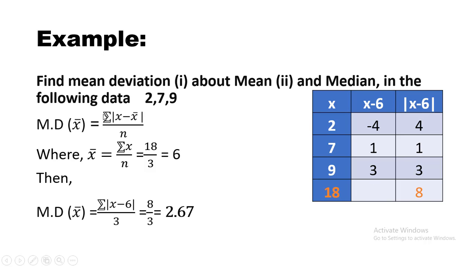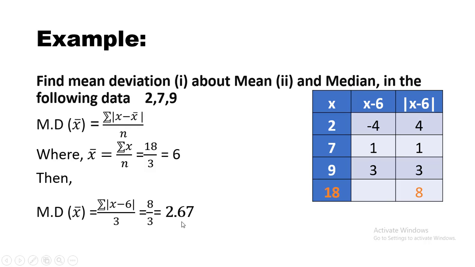Now the next step is summation modulus of x minus x bar. We need to add all these values, which is 4 plus 1 plus 3, which gives you 8, divided by n. n means the total number of observations. So as you can see out here, 8 divided by 3 gives us 2.67.